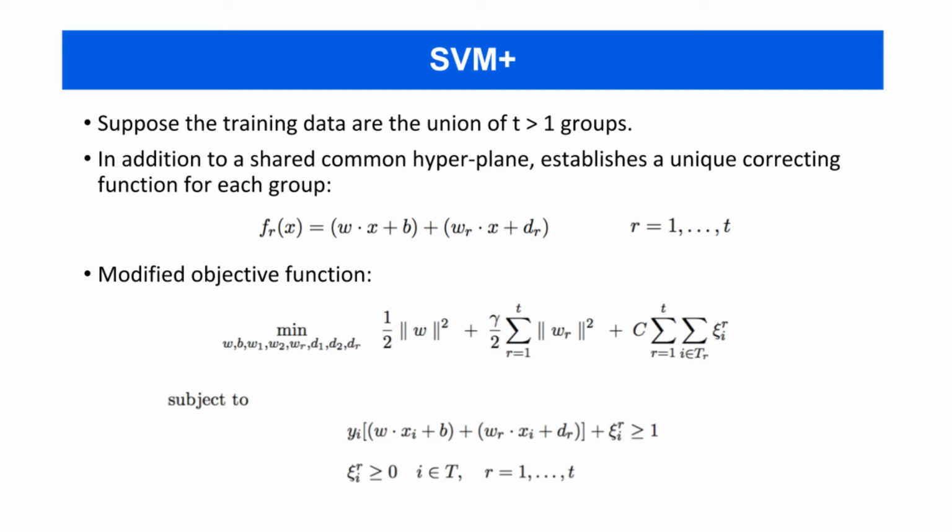Thus, the decision function for group r will be the common hyperplane, that is w x plus b, plus the correction function, that is w_r x plus d_r. Here r ranges from 1 to T. Next, the objective function and constraints for the SVM will be adjusted to reflect this correcting function for each group. The w_r's and d_r's are additional parameters that will be learned in the training process.